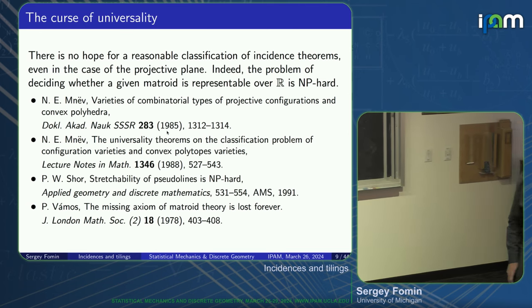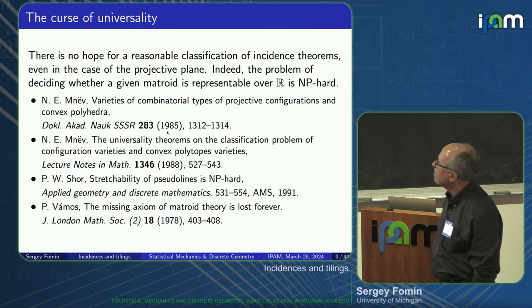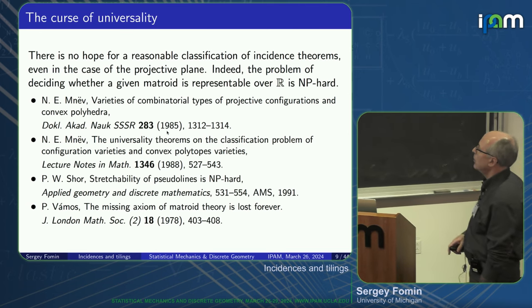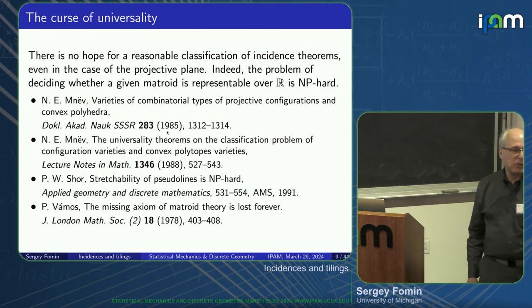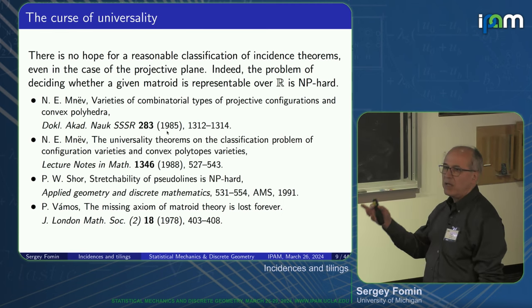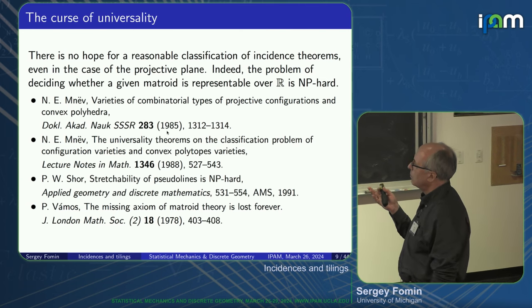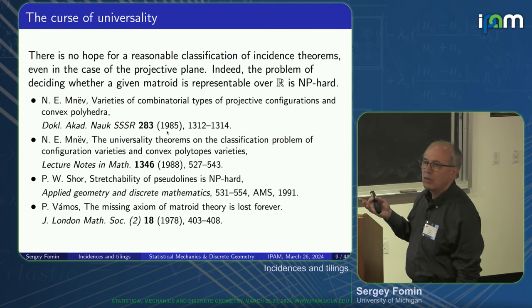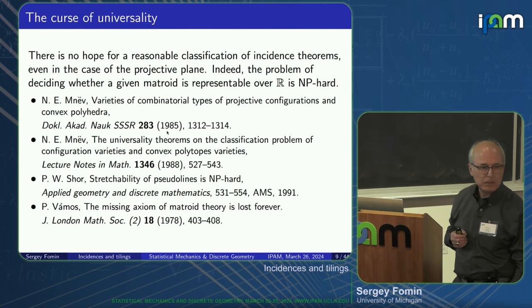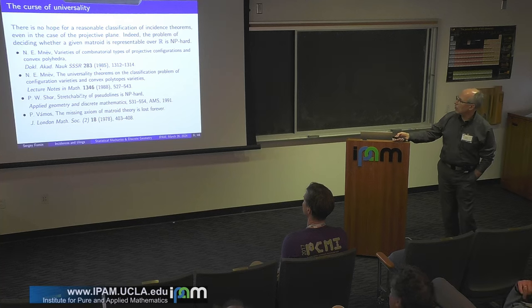The sentiment became even more pessimistic in light of Mnëv's universality discovery. I'm not going to go into details of the subject, but basically the result was that there is no hope to describe representability of matroids over the reals, which means that essentially, even in the case of a projective plane, there is no reasonable classification of incidence theorems. And so somehow, the whole subject seems hopeless. Peter Shor famously applied Mnëv's results to show that representability over R is NP-hard.